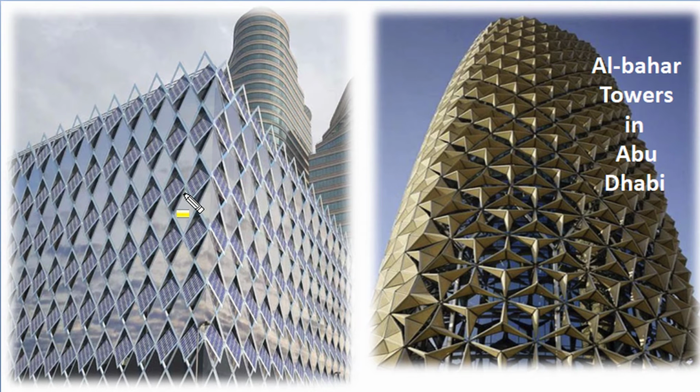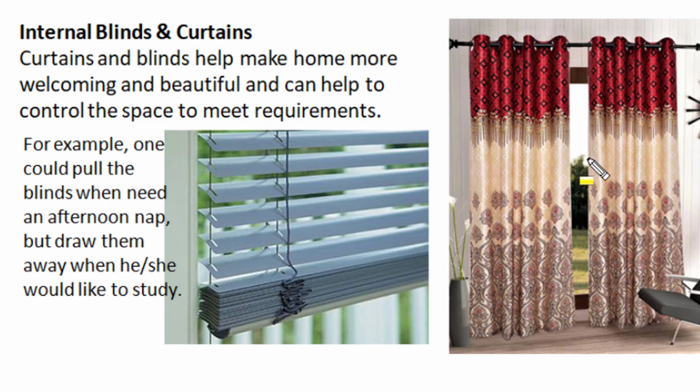A hotel building in Mumbai and Al Bahr Tower in Abu Dhabi use similar type of shading on their fenestration, which is adjustable, and in Al Bahr Tower, a computer aided mechanism senses the external weather conditions and adjusts orientation of these fins to maintain most comfortable and optimum conditions inside the building across its envelope with automatic adjustable shading device. Curtains and blinds used internally to fenestration make home more welcoming and beautiful and can help to control the internal space as per the requirement of internal space.